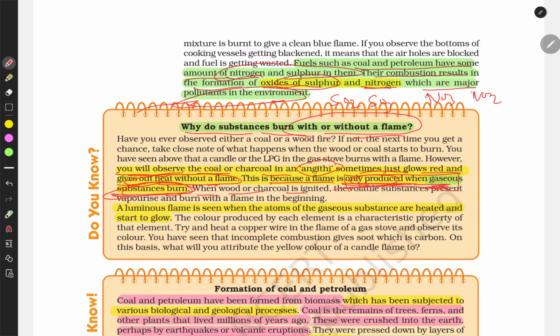When wood or charcoal is ignited, the volatile substances present vaporize and burn with a flame in the beginning. Only those that form gas will show flames. A luminous flame is seen when the atoms or gaseous substances are heated and start to glow.